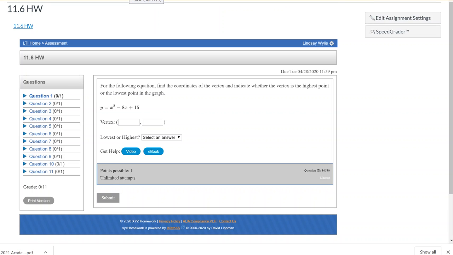In this video, we're going to talk about how to do questions 1 through 5 in homework 11.6. The directions are all the same. For the following equation, and they have the equation written down here, find the coordinates of the vertex, so we have to figure out what the vertex is, and indicate whether the vertex is the highest point or the lowest point on the graph. Before I give you the formula for the vertex, I want us to go ahead and investigate what these graphs look like in general so that the formula makes some sense.